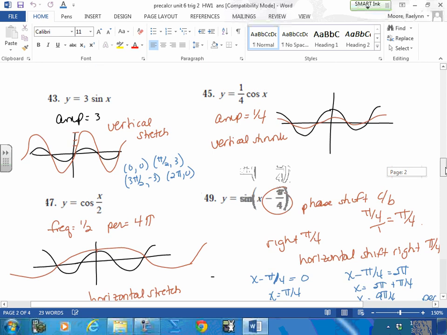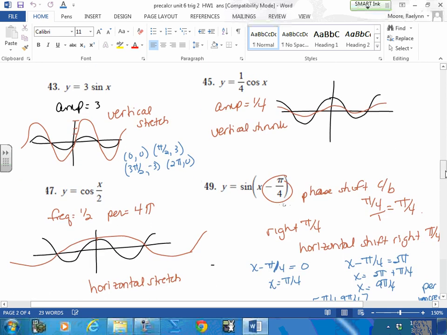Okay. 43. We changed your amplitude by a factor of 3. Nothing else changed. Okay. 45, did I give you 45? You changed your amplitude by a factor of 1/4. That's a vertical shrink. Number 47, we changed the period. You now did half of your curve in 2 pi, so it took you 4 pi to do the rest. My curves look curved. So there's your horizontal stretch.